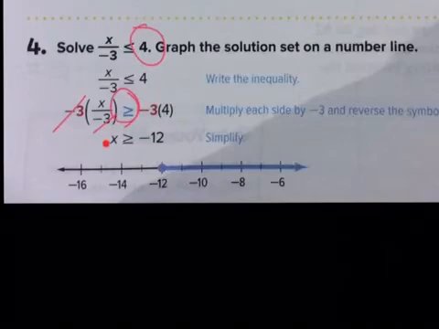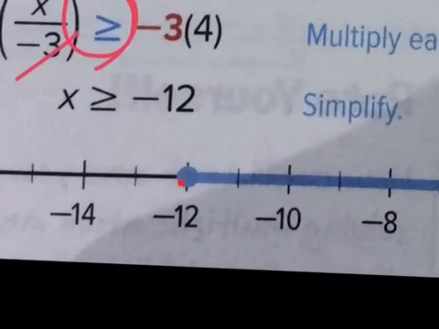Okay, and when you graph it, you're saying that x is greater than or equal to negative 12. So if it's equal to, you have to fill in the circle. Notice how it's a dot that's colored in because it's also equal to. So it's this value, or greater. You notice that the negative numbers are getting smaller. That means the value is increasing.